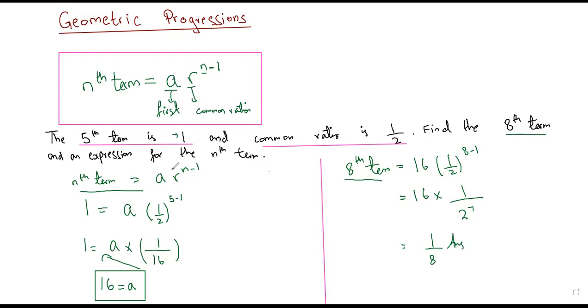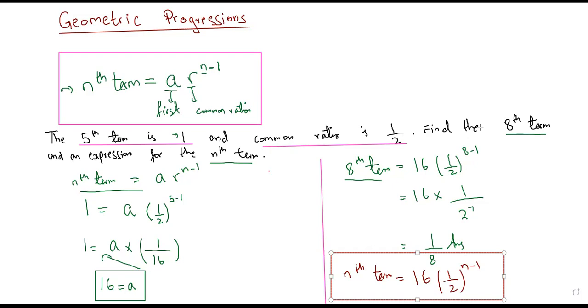And what is the other part of the question? They're saying, and an expression for the nth term. What do they mean by that? This is the expression for the nth term. The only thing is that I need to plug in the value of a and the value of r, and then that is it. So nth term for a sequence whose first term is 16 and whose ratio is 1 by 2. This is going to be the idea. So that is the formula. This was 1 by 8. Okay, this is the answer.